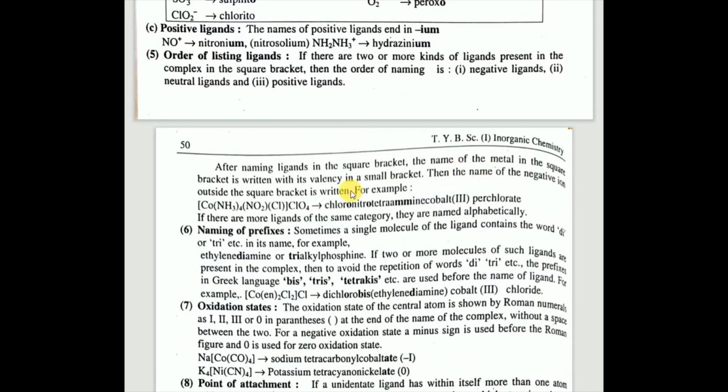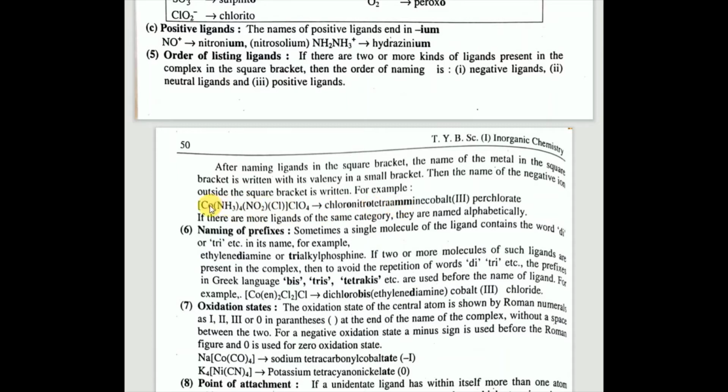Remaining rule is same. See here, particularly in this example, Co(NH3)4(NO2)Cl ClO4. So this is the complex. In this complex, when we write the IUPAC name, first we write the name of negative ligands. The negative ligands here are chlorine and nitro. If 2 negative ligands are there, then we write the names according to their alphabets. Therefore, according to alphabetical series, chlorine will be first. So chloro, then negative ligand nitro, then the neutral ligand is 4 ammonia. Therefore, tetraammine. Therefore, chloro, nitro, tetraammine.